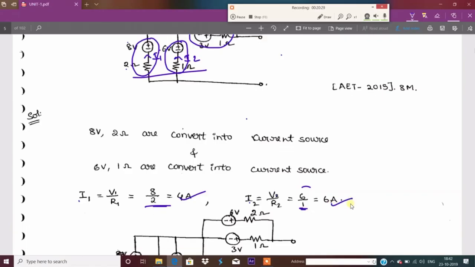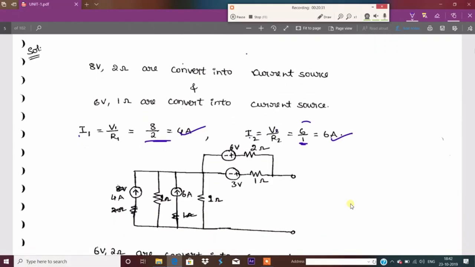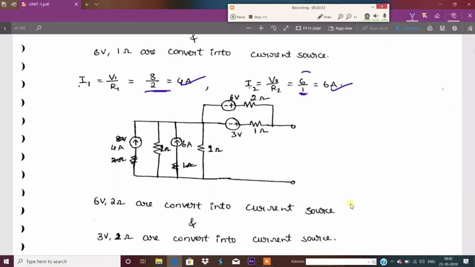So once you get the voltage source equivalent to a current source, you know how to represent it: current source 4 amperes in parallel with the resistance. What is the resistance here? 2 ohms. The 2 ohms is connected in parallel. Second case, 6 amperes connected in parallel with the 1 ohm resistance, because 1 ohm is present in series with the voltage source. So this is the first step.